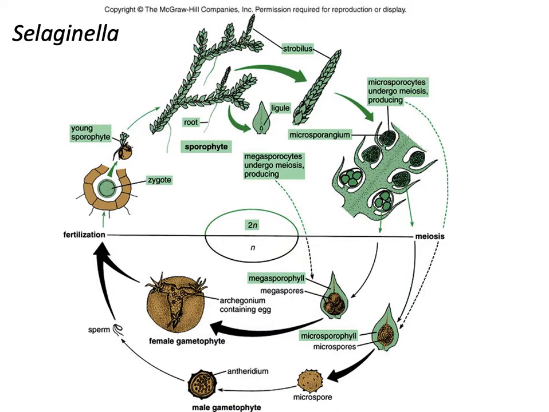The life cycle of Selaginella, again, studying this figure, we can see the microsporangium and the megasporangium. And notice that the megaspore is a much larger circle than the tiny little microspores.